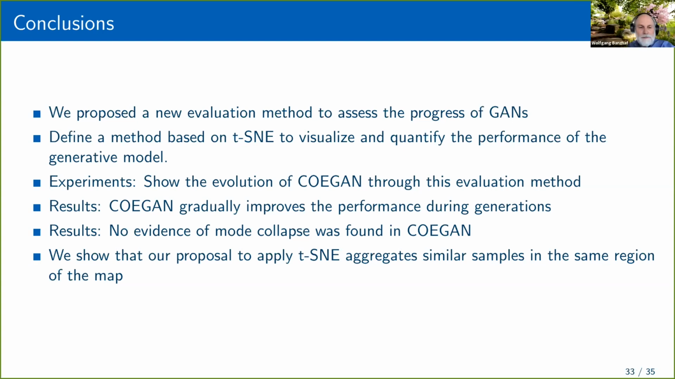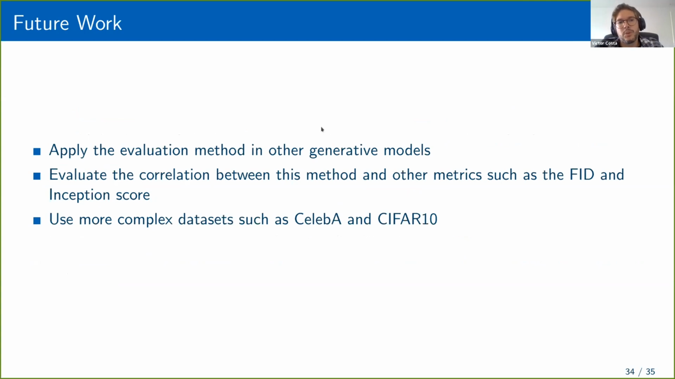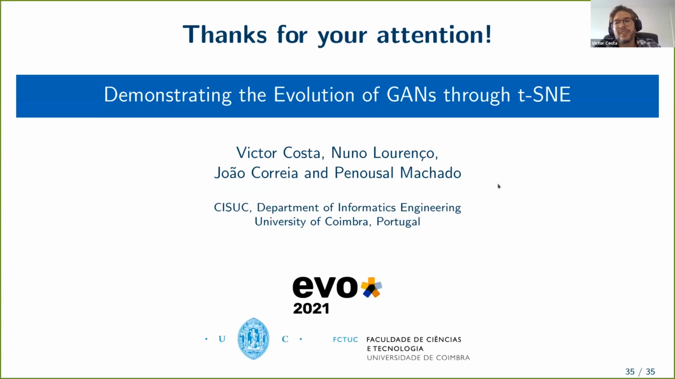What remains open for our work is to apply this evaluation method in other generative models. We also want to correlate this Jaccard index that we define here with the FID score and the inception score that are used in the GAN community, and also evaluate this evaluation method and COEGAN in more complex datasets such as CelebA and CIFAR-10. And that's it. Thanks for your attention.